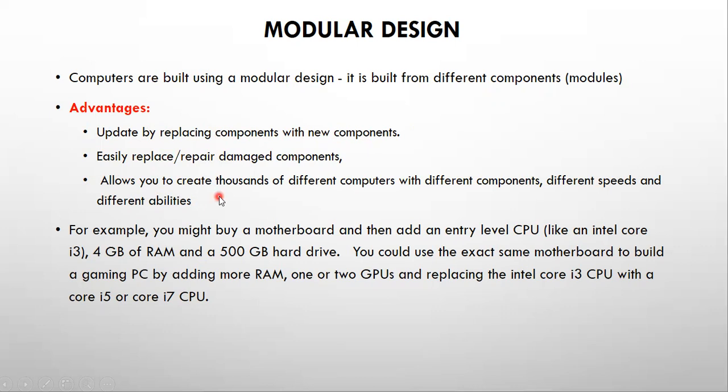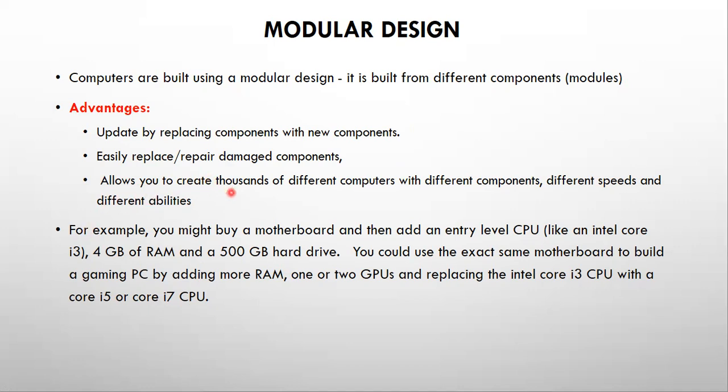It allows you to create thousands of different computers with different components, different speeds, and different abilities. By simply changing your CPU, your RAM, adding a video card, you can change a computer. If it's a gaming computer, we're looking at a GPU, a video card. If it's a home computer for home use, then you may not need a video card, and you can have less RAM. It all depends on what application you need your computer for.